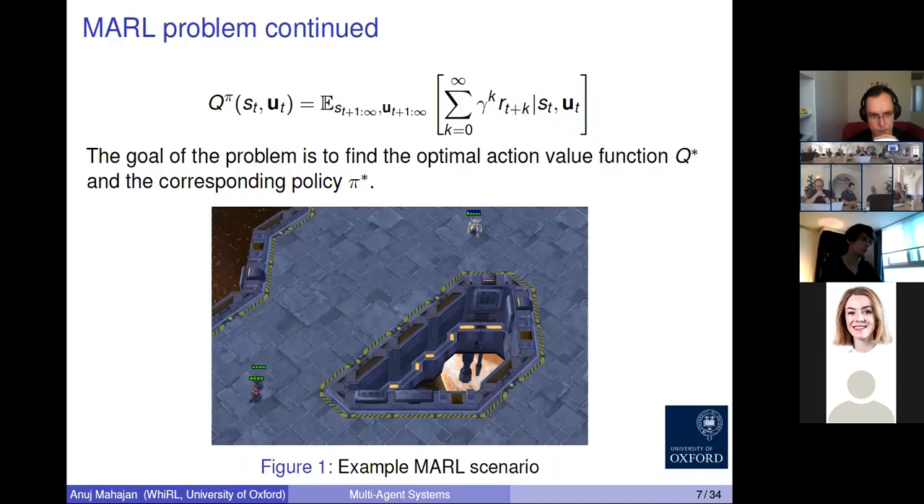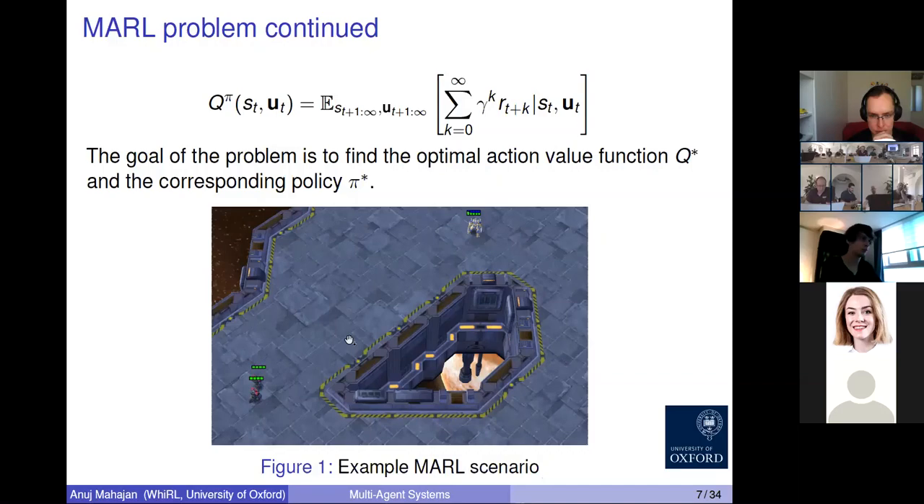Here in figure one, you can see a very simple example of a multi-agent scenario from the game of StarCraft, in which one team consists of two agents trying to defeat the other one lying across the bridge. In this case, each unit is treated as an independent agent.